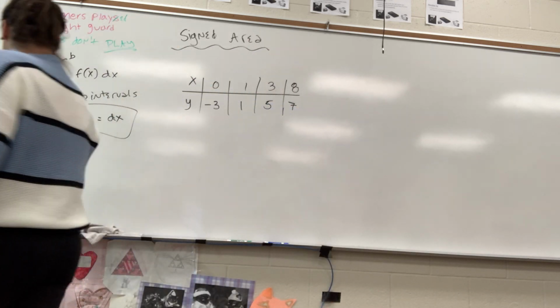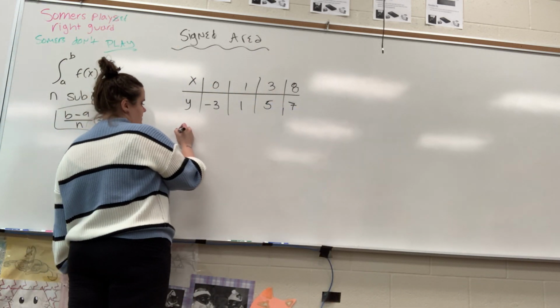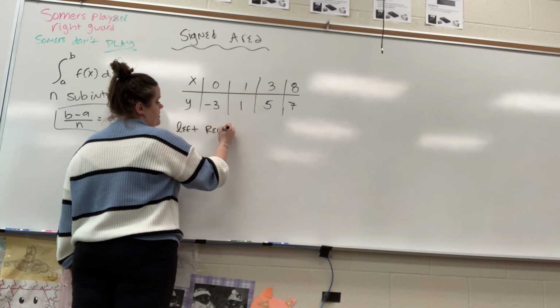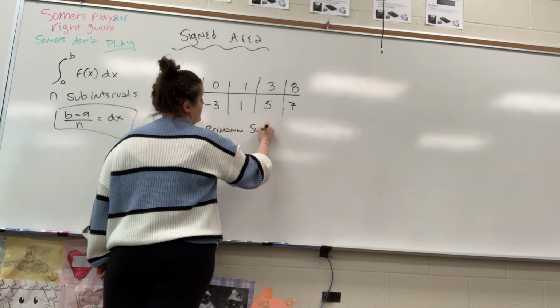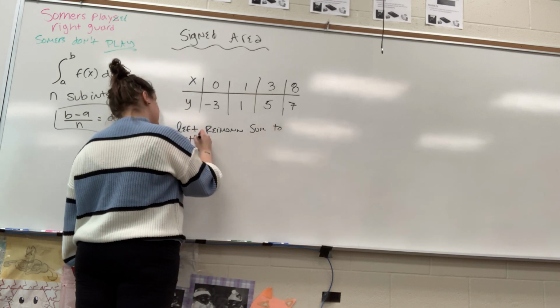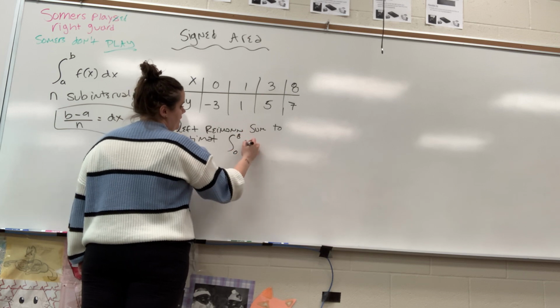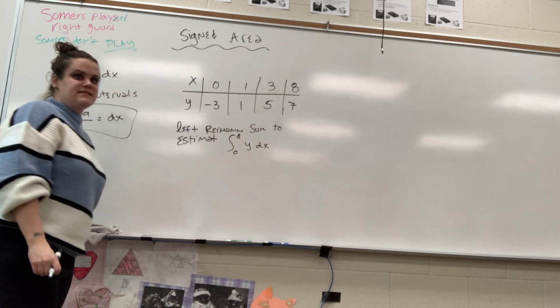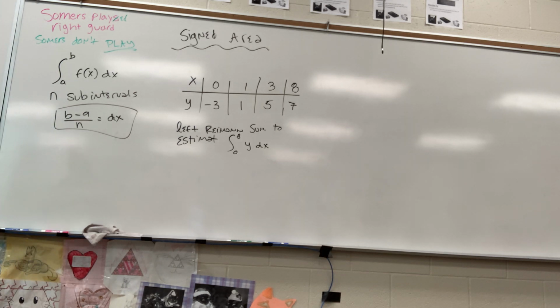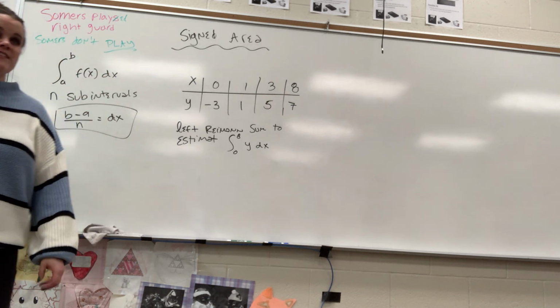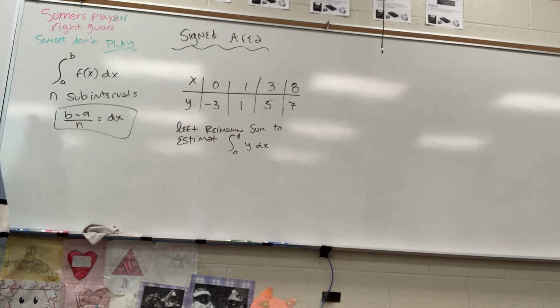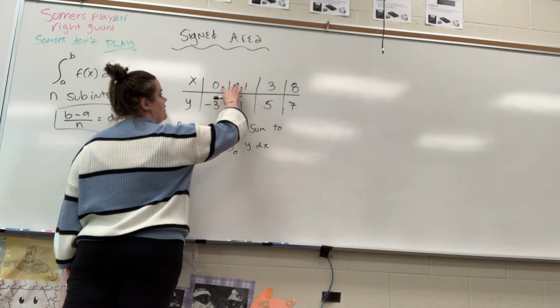So I want to use a left Riemann sum to estimate the integral from 0 to 8 of y dx. So if I don't have any more data, I can't split those intervals up more than what they're given to me. So do you see why each rectangle has to have a different dx length? Mm-hmm. So what's the dx length of my first rectangle?